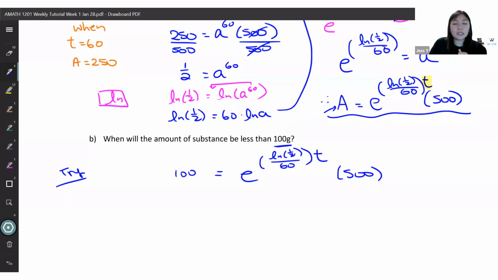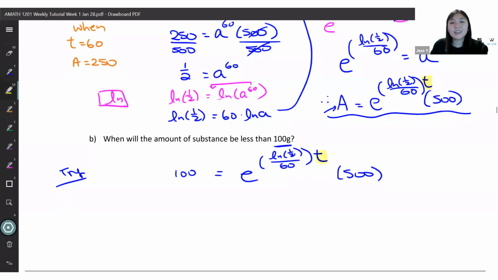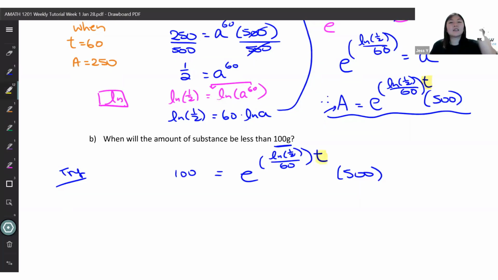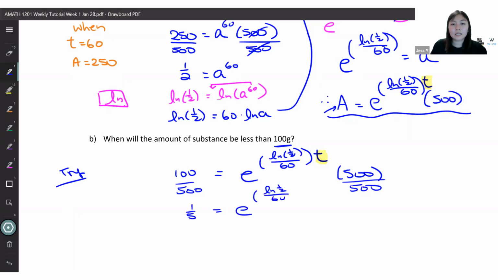So we want to solve for this T that's buried inside the exponent in E to the power of something. So get rid of the things that are furthest away first. Let's divide both sides by 500. So we get a fifth equals E to the power of ln 1/2 over 60 times T, right?